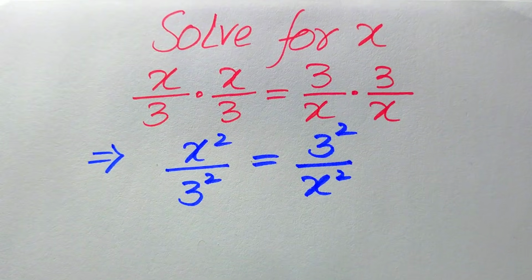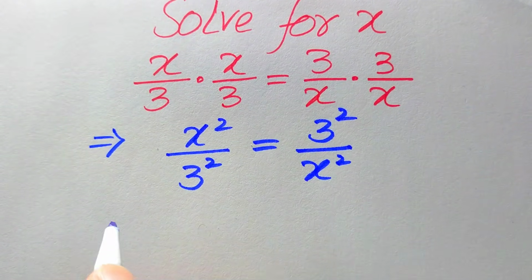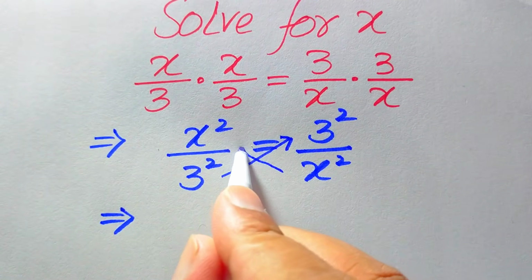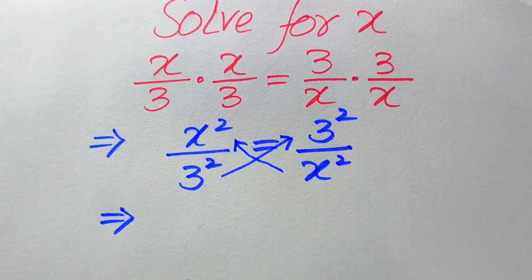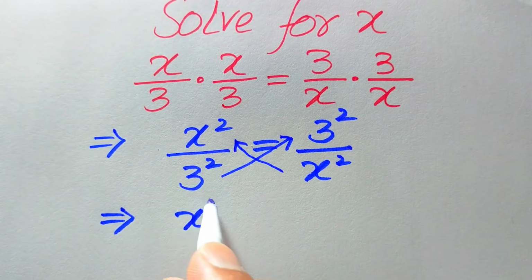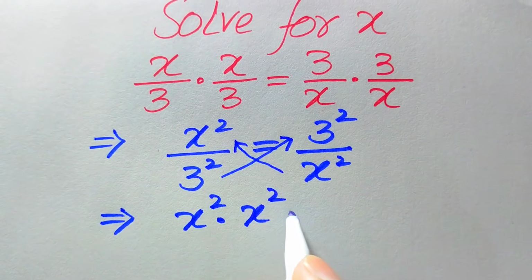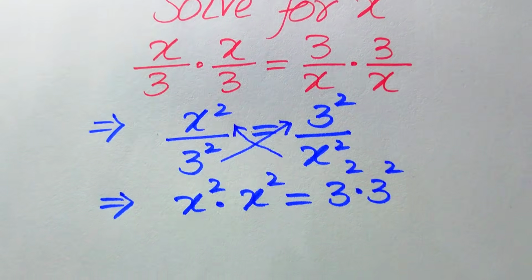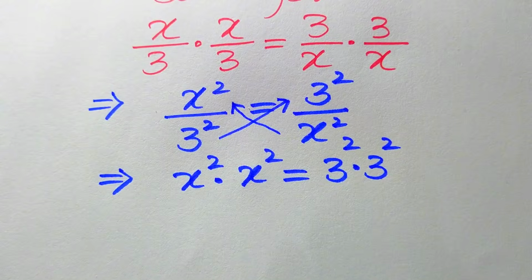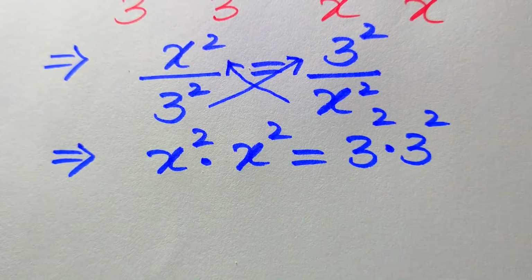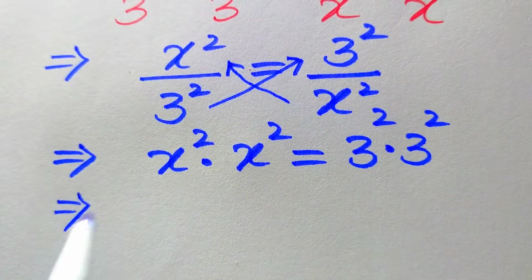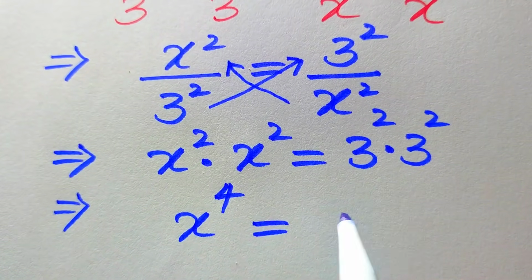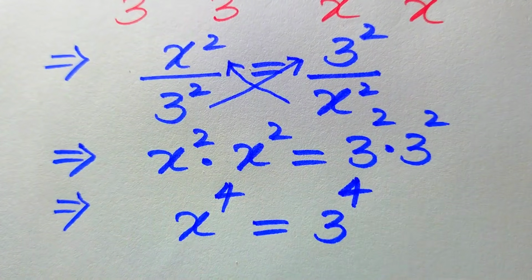And now in the next step we need more simplification, and we cross multiply the terms. We multiply this 3 squared with this 3 squared, and this x squared with this x squared. So when we cross multiply, we get x squared multiplied by x squared equals 3 squared multiplied by 3 squared. Here x squared times x squared becomes x to the power of 4, equals 3 squared times 3 squared, which becomes 3 to the power of 4.